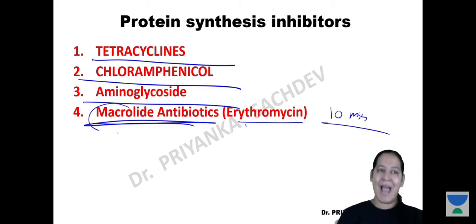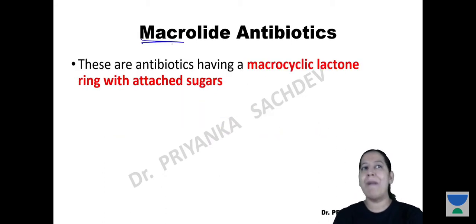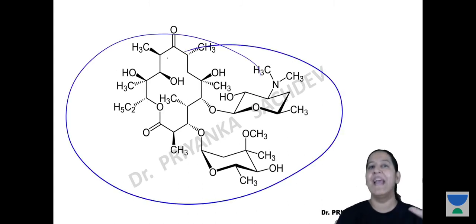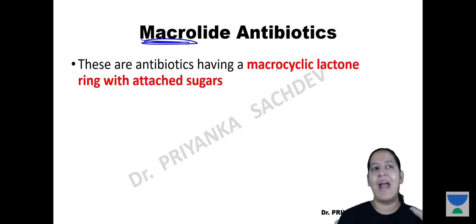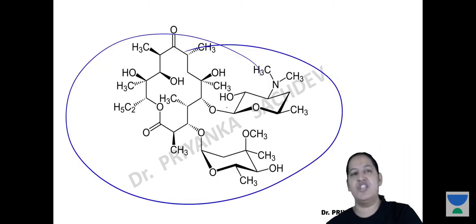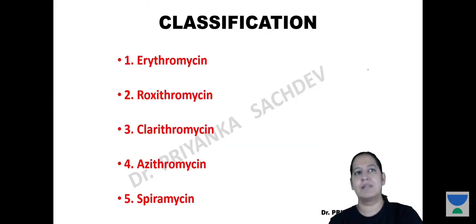Okay, so macrolide. I will tell you the classification. The prototype drug is erythromycin. So why is it known as macro? Macro means big. Because see the structure, it is having a big ring, large ring. It is known as macrolide because of the macrocyclic lactone, big ring, with attached sugars. You can see multiple sugars are attached. So see the structure. It is having a macrolide ring with multiple sugars.